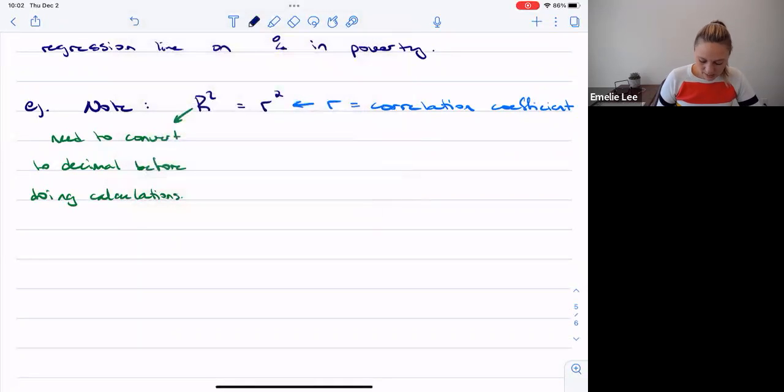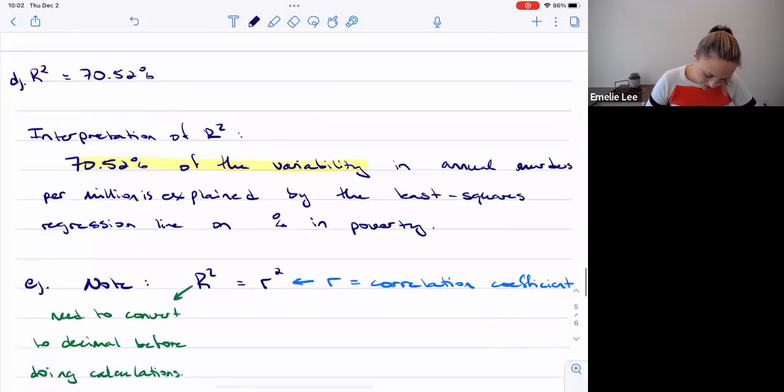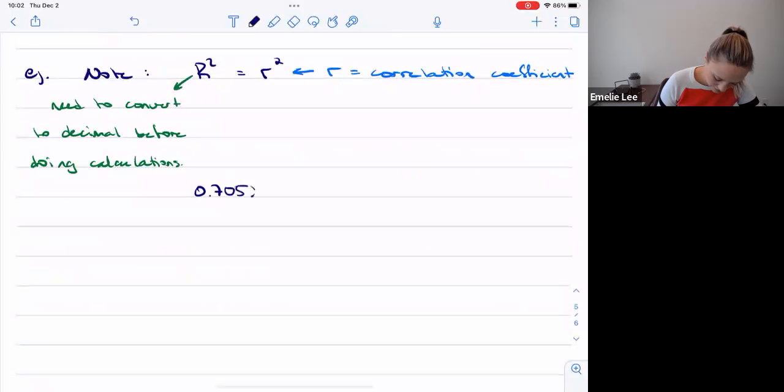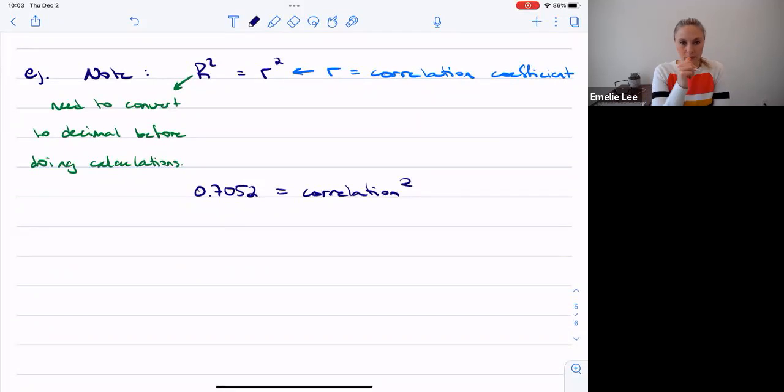Okay. So we have r squared, which is 0.7052, equals the correlation squared. Yeah, exactly. The rule of 72. It's how long, approximately, is it going to take to double any investment? It's a fun rule, but that's the only time that I have come across using the percentage. Otherwise, you always convert it to a decimal.